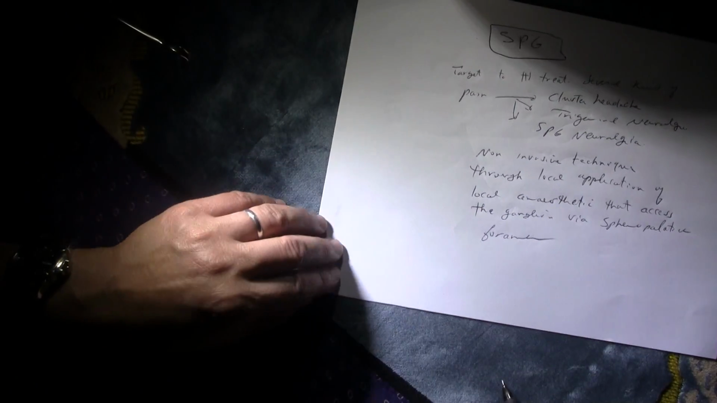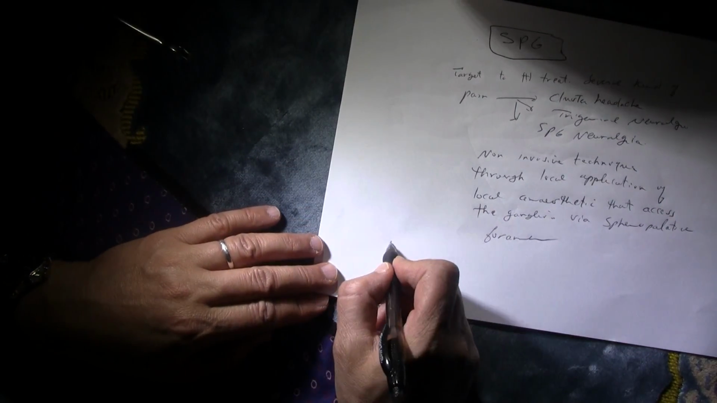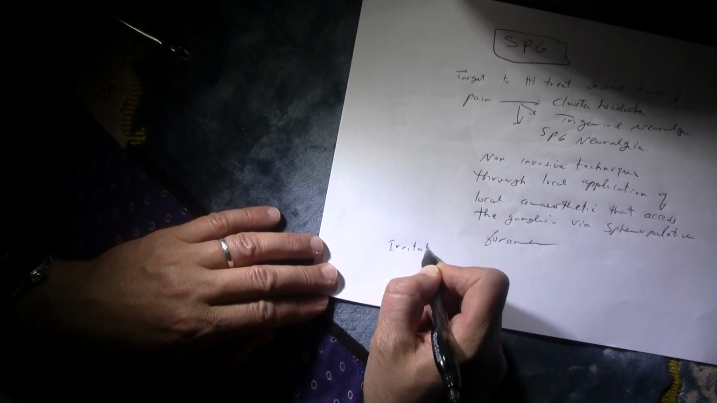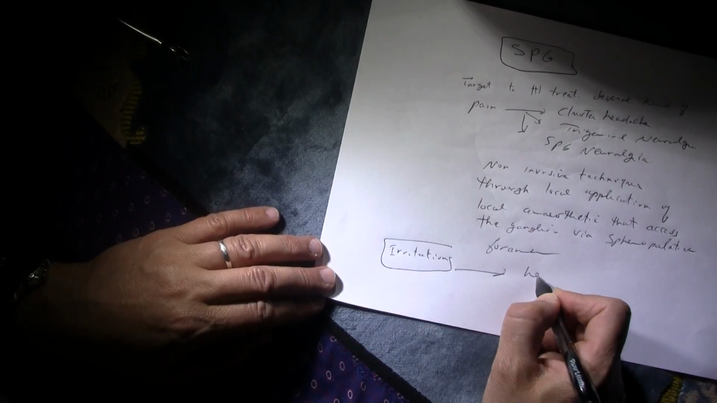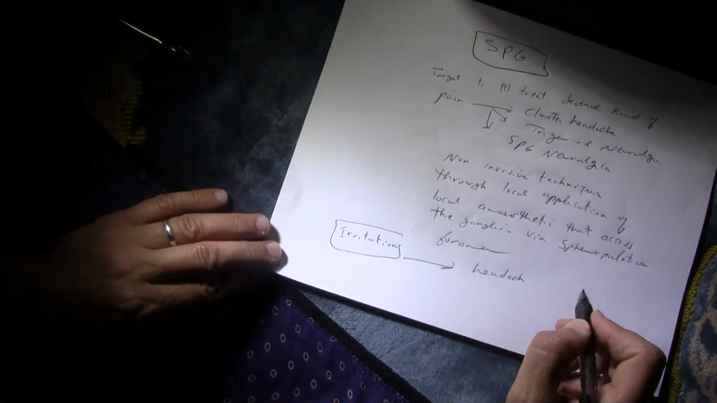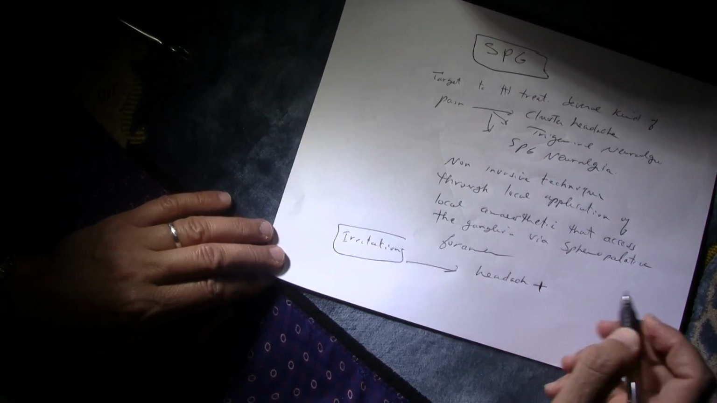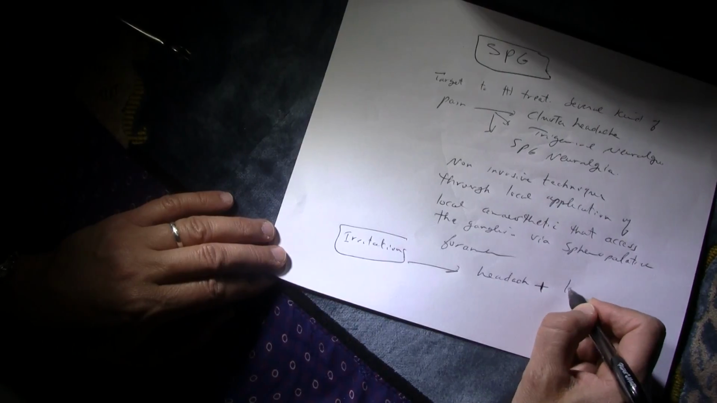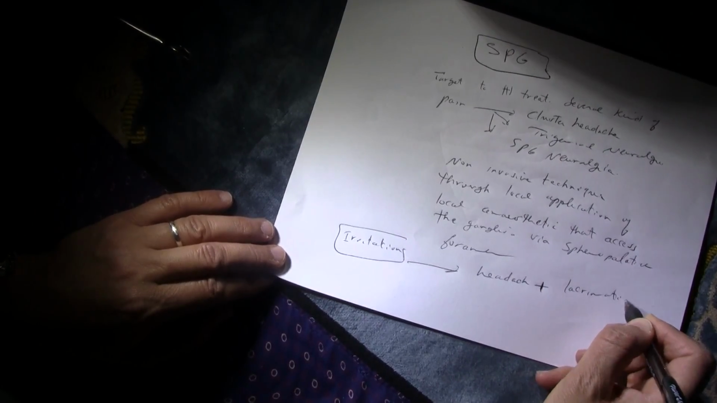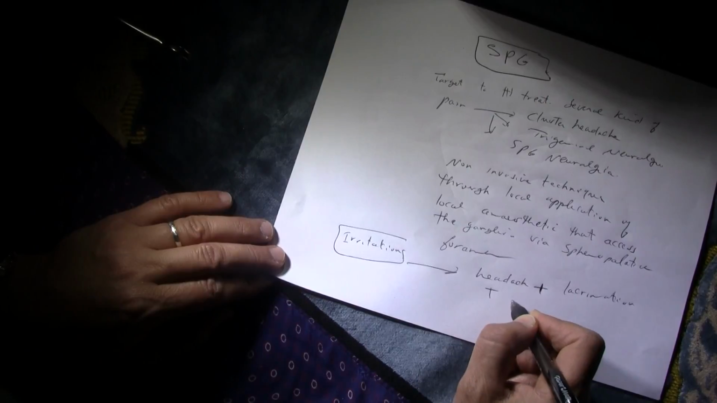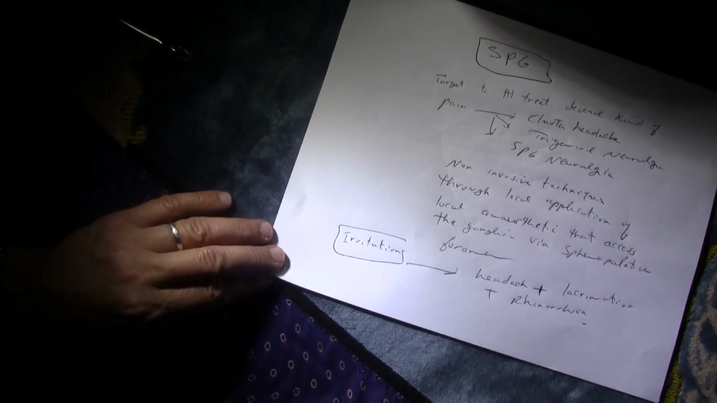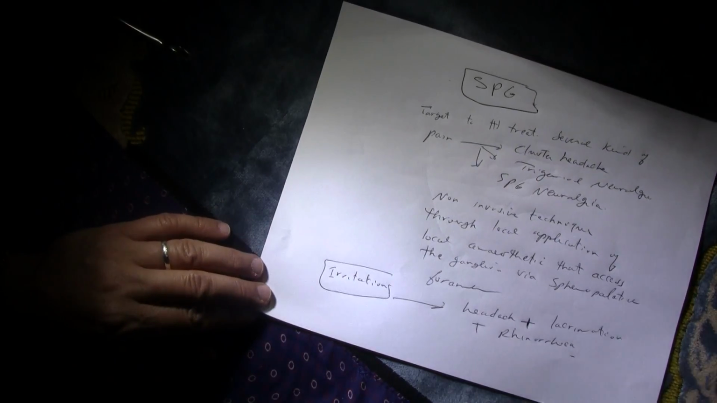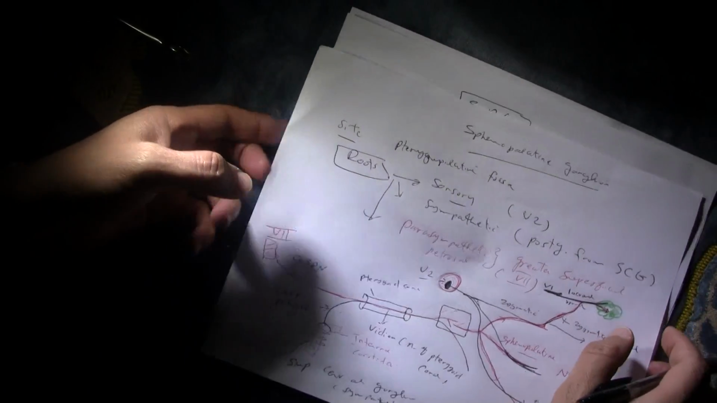Okay. If there is any irritation of this ganglion, you can have headache, plus lacrimation, plus rhinorrhea, which is nasal discharge. Okay, so this is the sphenopalatine ganglion.